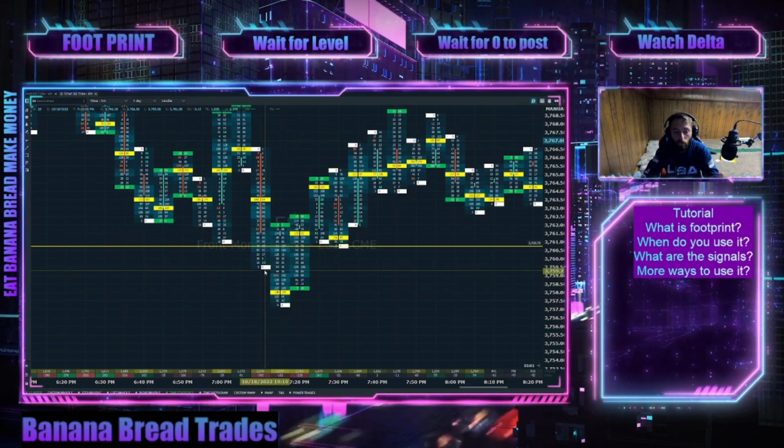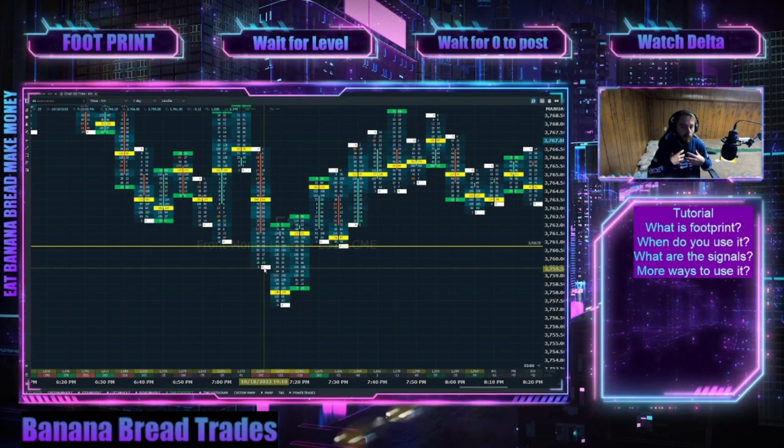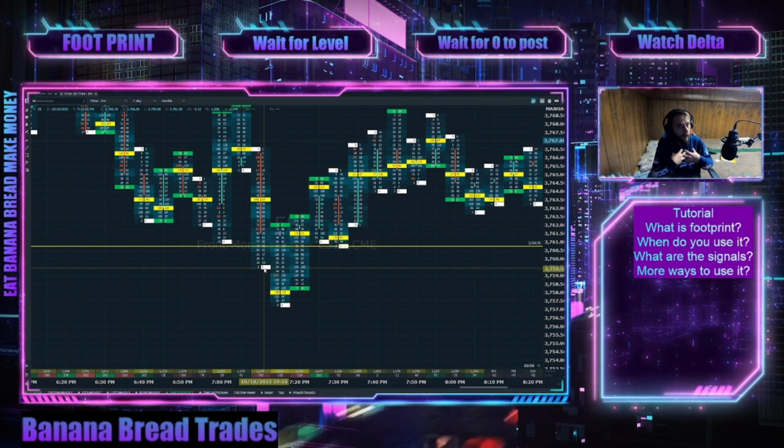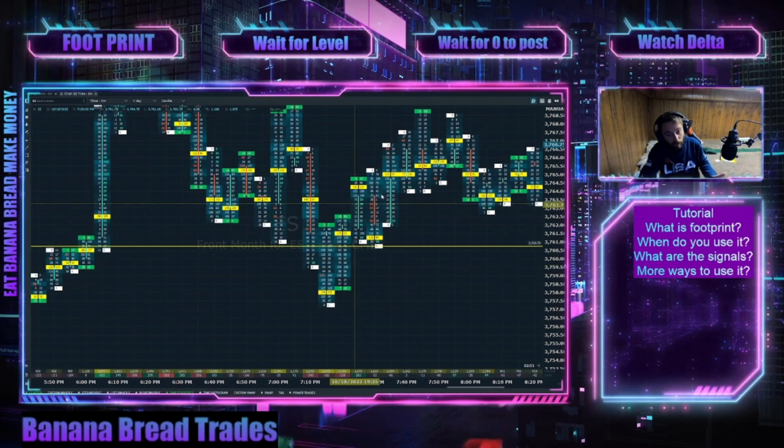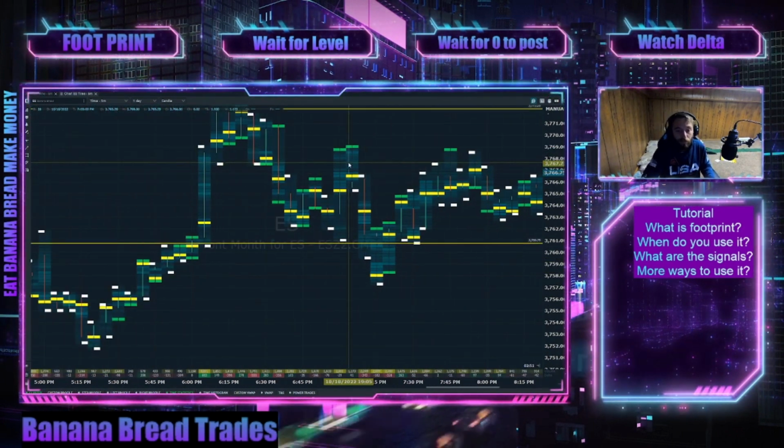You can long at whatever white you want if you want. I'm not going to tell you that this is the way it's supposed to be traded. This is just how I trade it. So that's pretty much how I use the footprint chart.